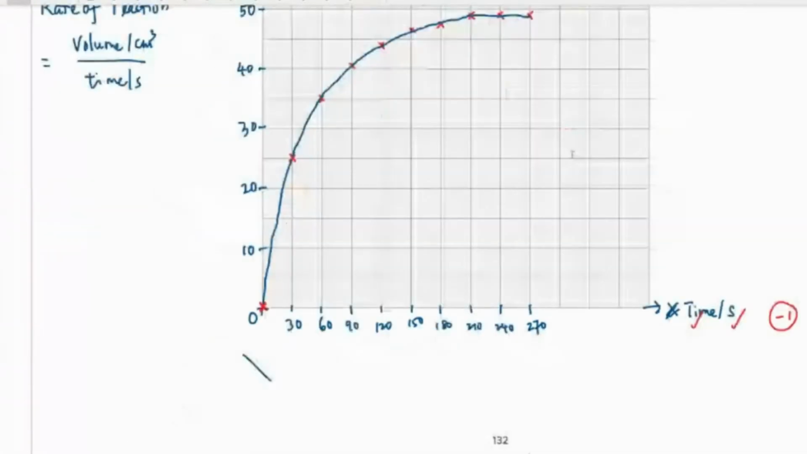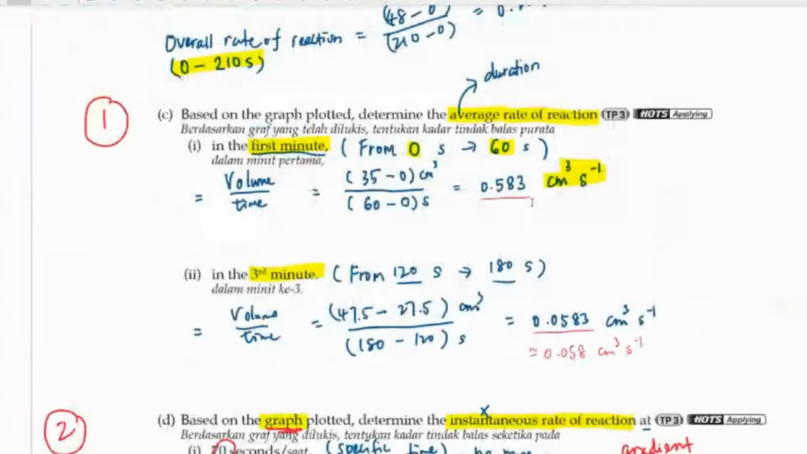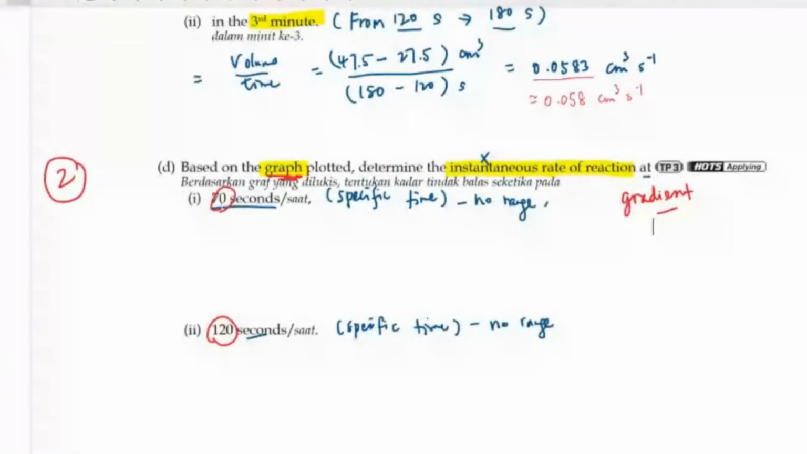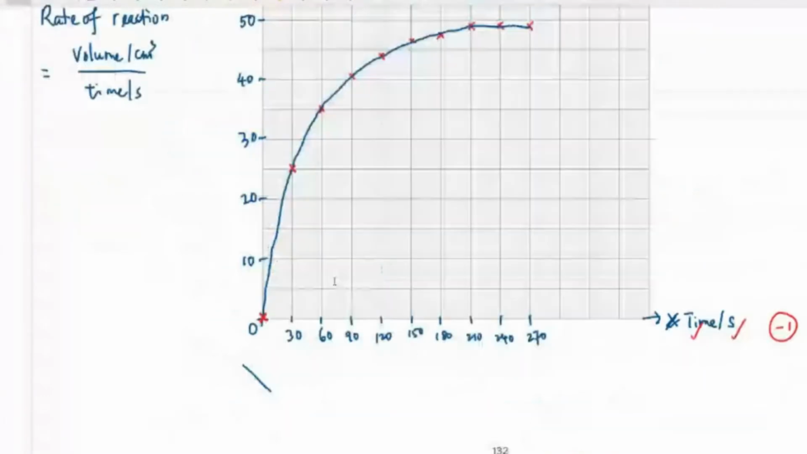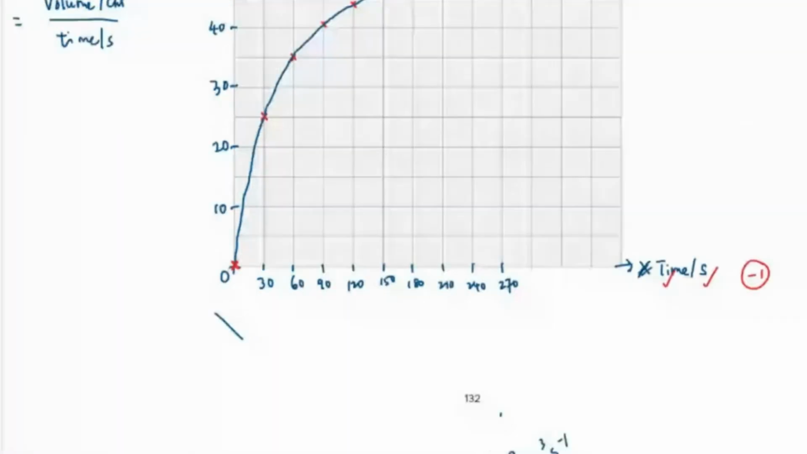Gradient of the curve. Here is 70, right? We look into the first example, first question, 70 seconds. So 70 here. Let me see. So 60.